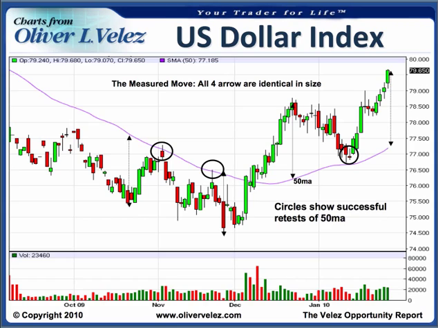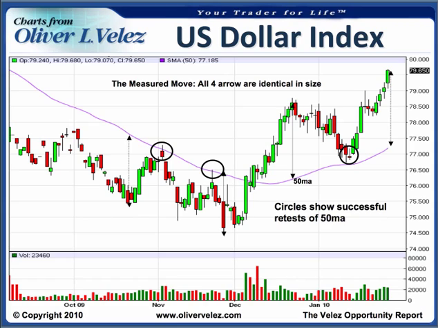I'd like to once again draw your attention to the US dollar index. We're looking at a daily chart of the dollar index, over a span of several months or so. What you'll find on this chart is one of the key moving averages that I place a great deal of importance in, a 50-period simple moving average.